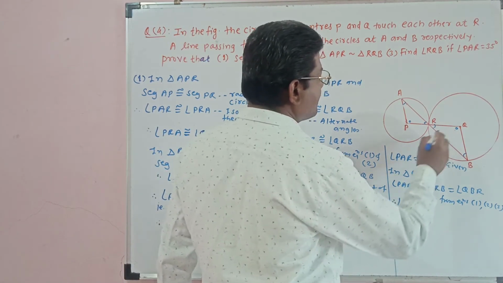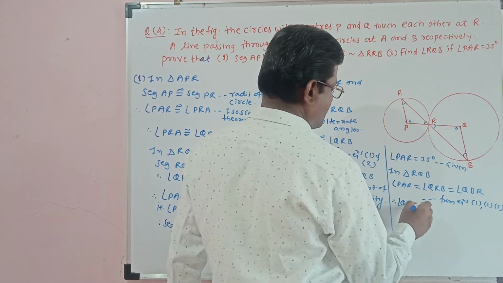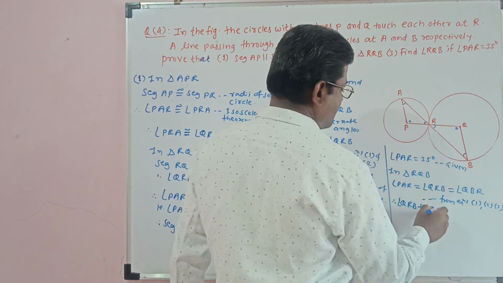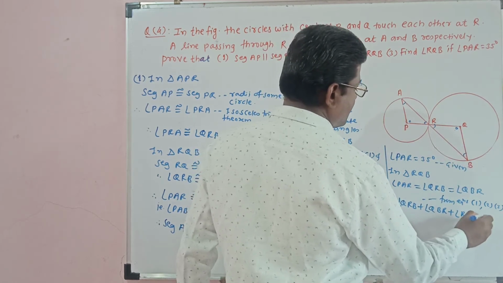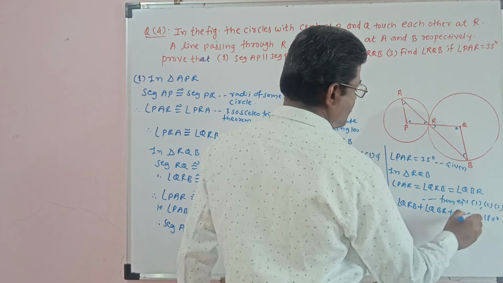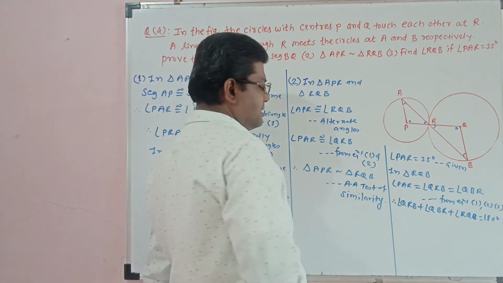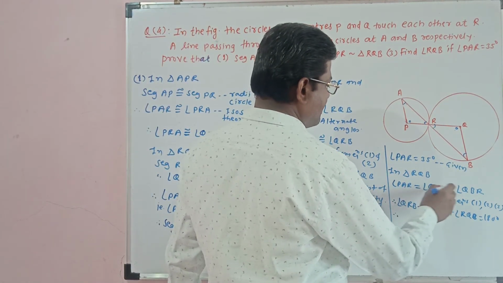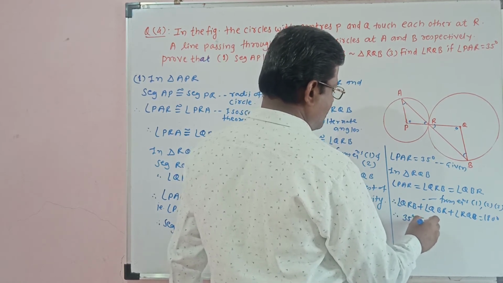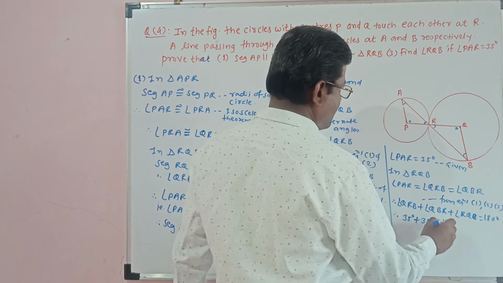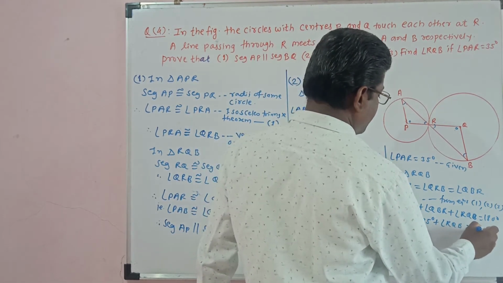Therefore angle QRB plus angle QBR plus angle RQB is equal to 180 degrees. The sum of all angles of a triangle is 180 degrees. Therefore these angles are 35 degrees: QRB is 35 degrees plus QBR 35 degrees plus angle RQB is equal to 180 degrees.